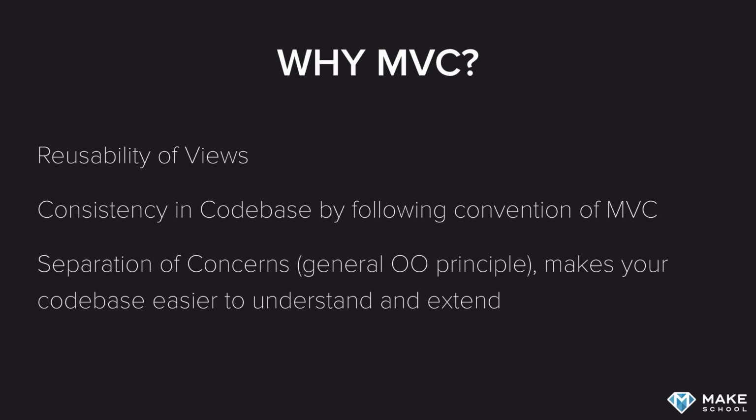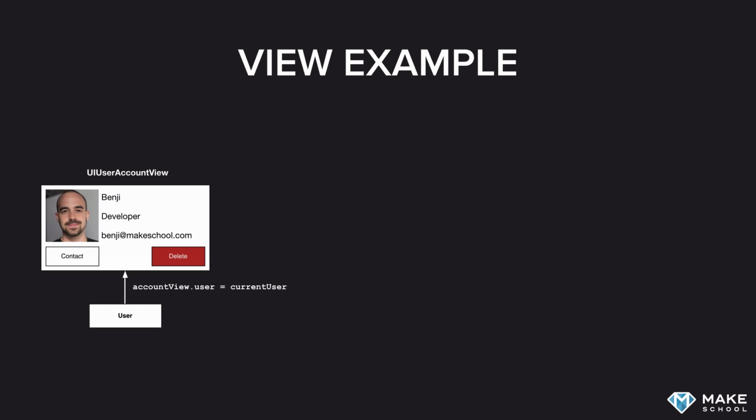Now let's take a look at an example of a view in UIKit. Here we can see a UI user account view as an example. This account view shall take a user and display basic information about them. It shows their name, their job role, their email address, and their profile picture. Additionally, it provides two buttons to interact with that view. Firstly, it allows users to contact other users, and secondly, it allows users to delete this user from their address book.